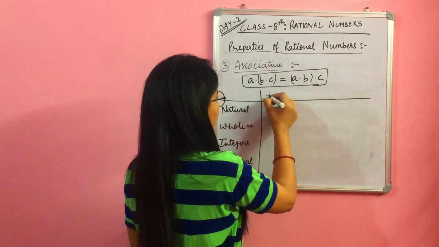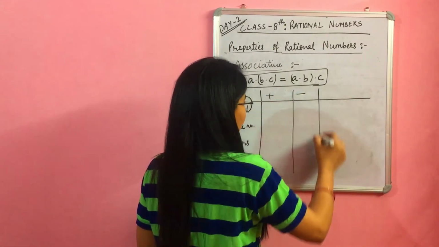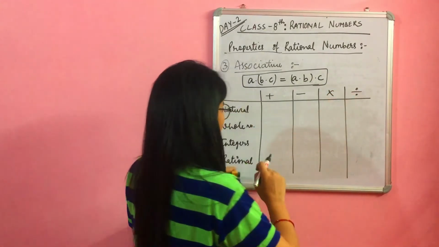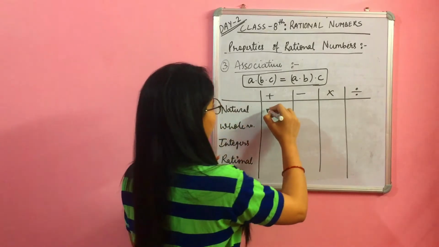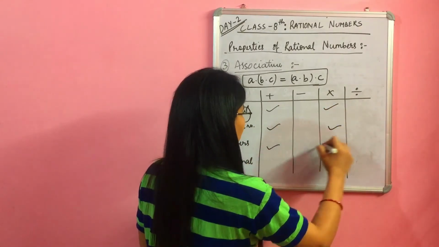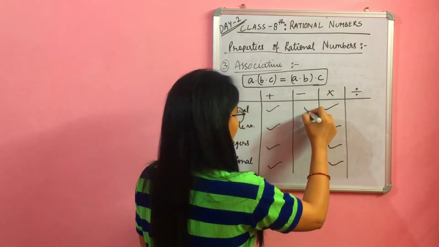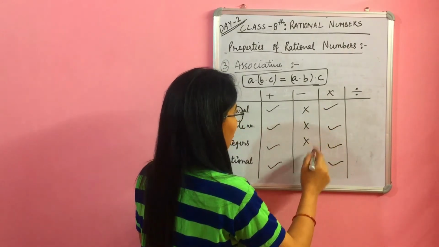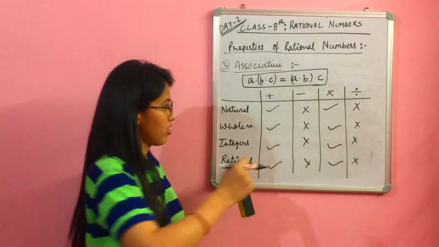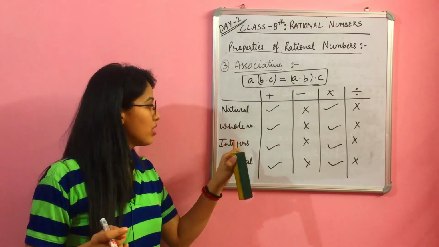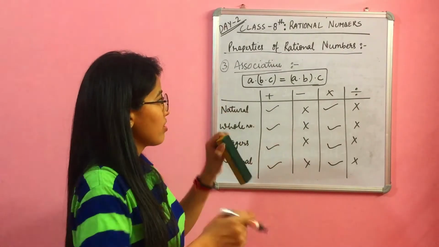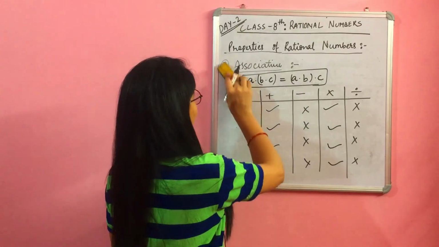Same table will be made. We have the operations addition, subtraction, multiplication and division. So in the case of natural numbers, it will satisfy in addition and multiplication, same for whole numbers, same for integers, same for rational numbers, and it will not satisfy in the case of subtraction and division for all these sets, for natural numbers, whole numbers, integers and rational numbers. Okay, so this was our associative property.